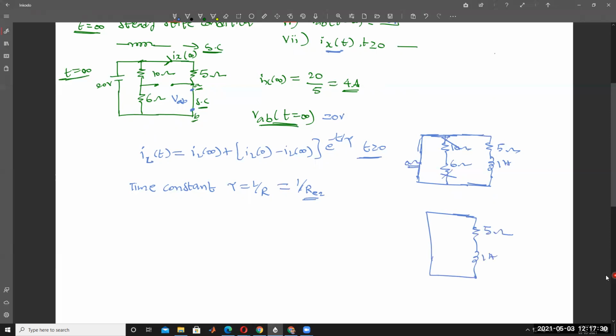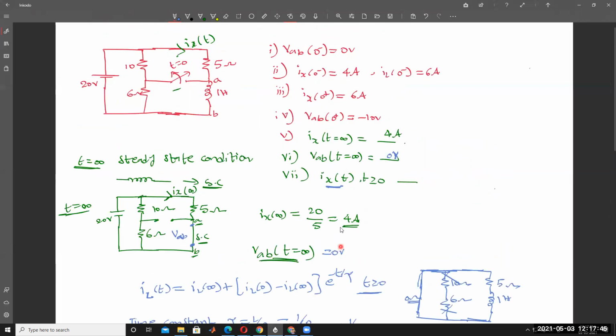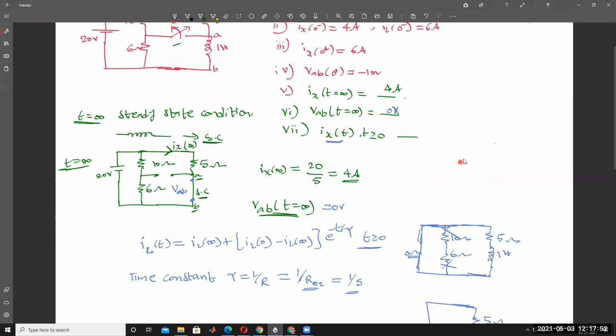Then time constant is equal to L by R, where L is 1 and R is equal to 5. This is the time constant. Okay, substitute the time constant here in e power minus t by tau. Tau means 1 by 5, we get minus 5t. And ix of 0 and ix of infinity, you know well. Am I right?